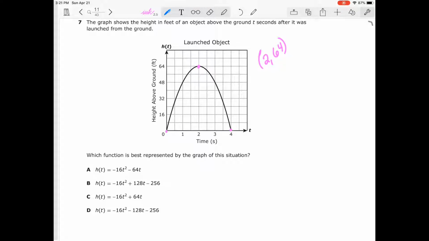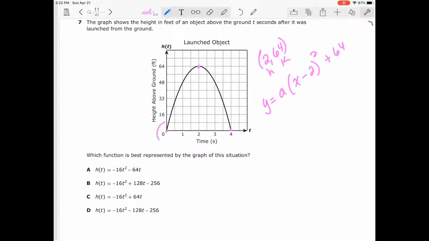Just for the sake of ease, I'm going to go ahead and use my vertex. So this is going to give me y is equal to a times (x minus 2) squared plus 64. Remember, this is our h and this is our k. So I need to figure out what my a value is. And in order to figure out what my a value is, I'm going to pick a perfect point.